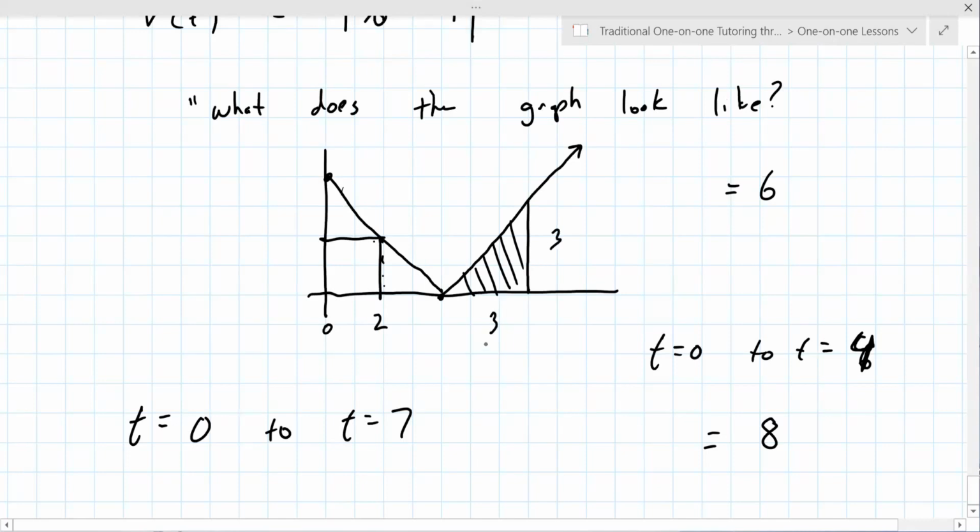So it's 1/2 of those base times heights. That's 3, not 4. I see. So it's 9 halves, or 4.5. Okay. It's 8 plus 4.5. The height changes, that's the difference. Okay.